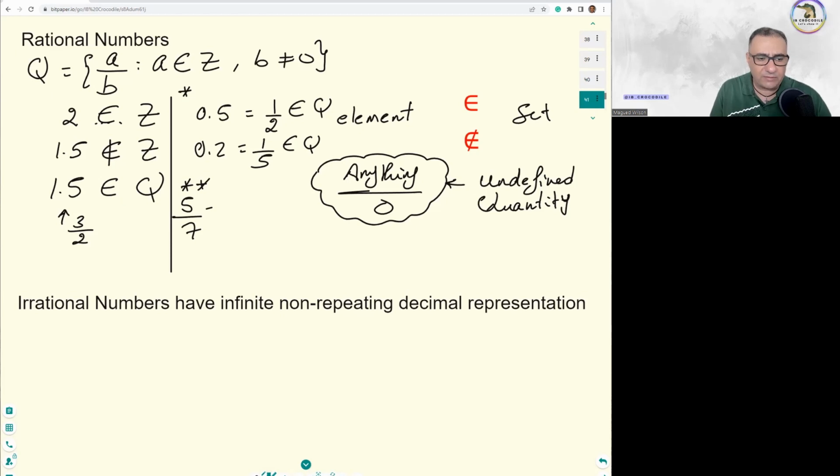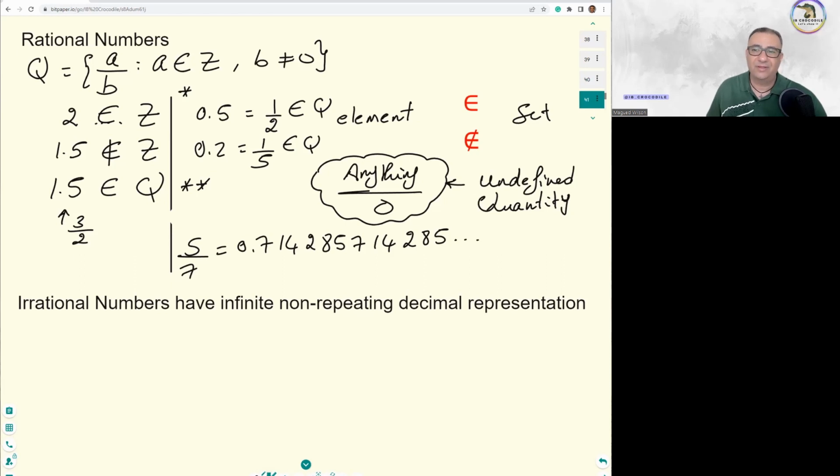If you divide 5 over 7, you know what you get. 5 over 7 is going to be 0.71428571428, and so on. So this is actually a non-terminated but repeating decimal, or sometimes you call it a recurring decimal.